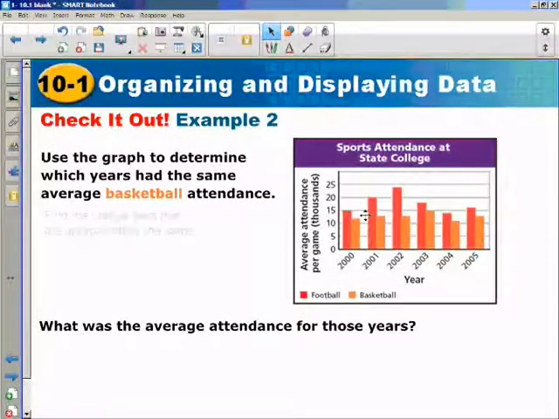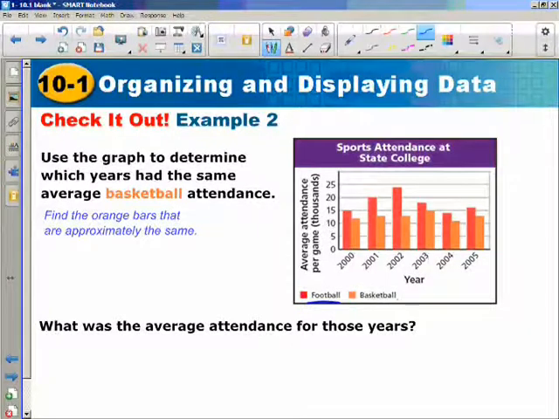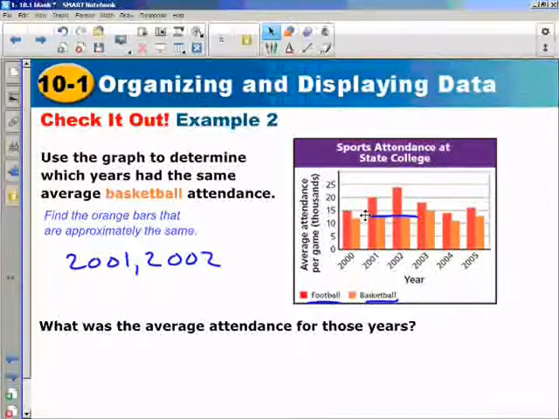All right. Well, in order to find which years basketball had the same, we've got 2 sports being listed here, football and basketball. We want to look at where the orange bars are roughly the same in height, and that looks like in 2001 and 2002. Overall, there's a bit of a trend we could notice too, just to point out. Looks like basketball attendance was going up fairly steadily till about 03 and then hit a dip there in 04. Football likewise was following a similar pattern.